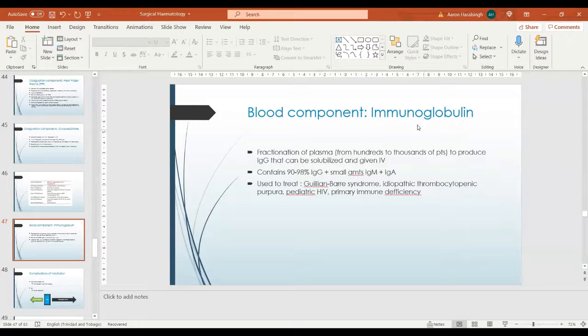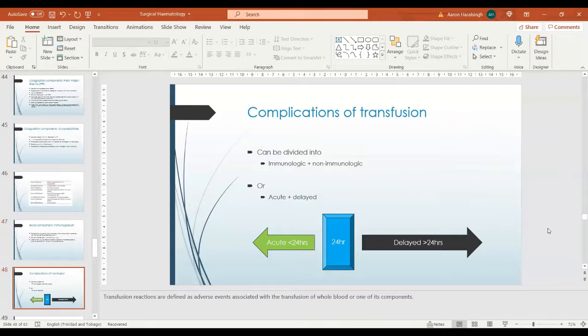The other component is immunoglobulin, and this is done through the fractionation of plasma to produce IgG, and it can be solubilized and then given intravenously. It contains about 90 to 98% of IgG, with small amounts of IgM and IgA, and it's used primarily in the treatment of Guillain-Barré syndrome, in ITP, and in primary immune deficiencies.